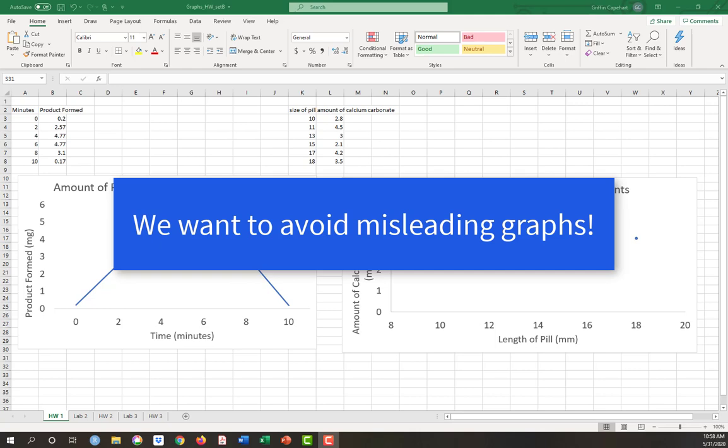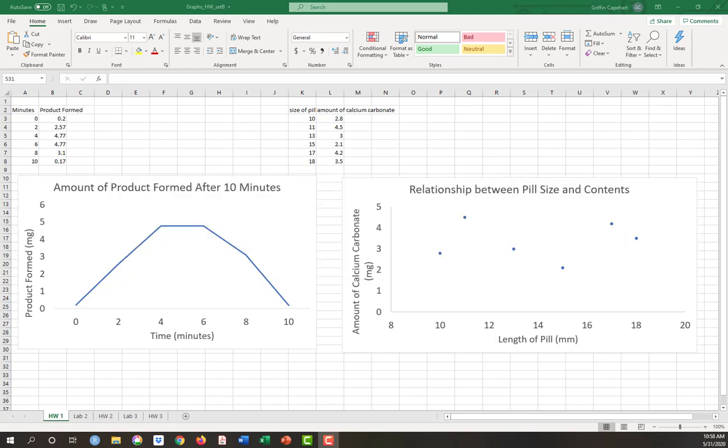And it's really easy to make a graph that is misleading simply by not knowing exactly how to make a good graph. But also, if you know how to make a good graph, you know how to make a very good misleading graph. So let's go ahead and get started.